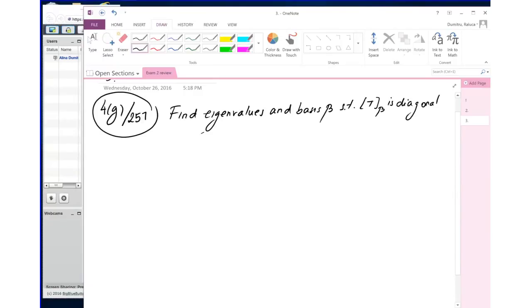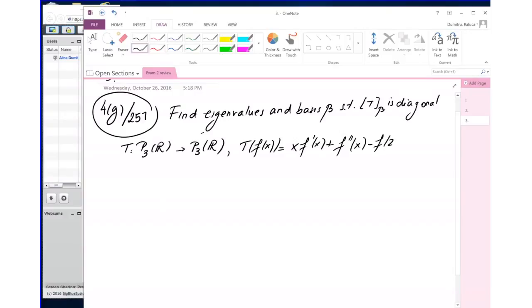All right, so this one is T from P sub 3 of R to P sub 3 of R. T of f of x is x f prime plus f double prime minus f of 2.